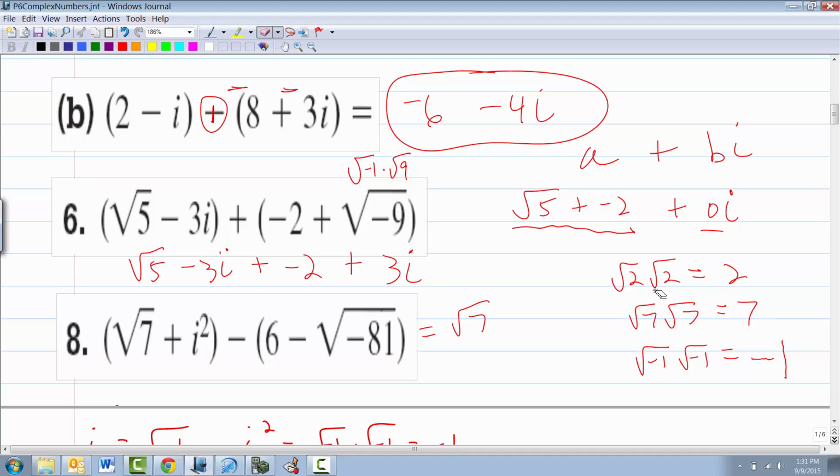Root 2 times root 2 is the square root of 4. Square root of 4, of course, is 2. Free it. Root 7 times root 7 is 7. Root negative 1 times root negative 1 is negative 1. So what's i squared?